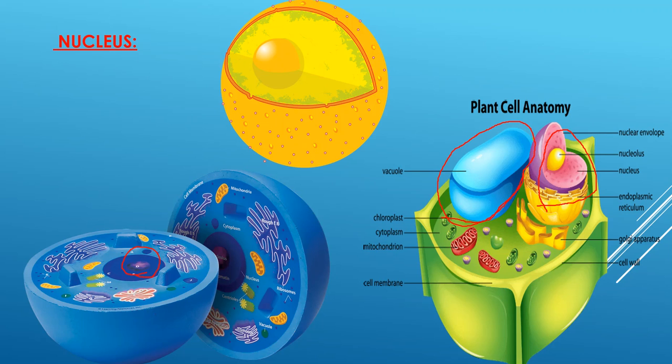And this nucleus is also called the control center of a cell. So why is it called the control center of a cell, children? It means, in animals, just as the brain controls all the functions of the body, in the same way the nucleus controls all the functions of the cell organelles. So the nucleus is called the control center of a cell. This nucleus was first discovered by a scientist named Robert Brown.